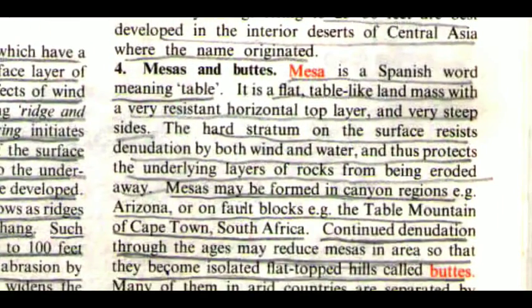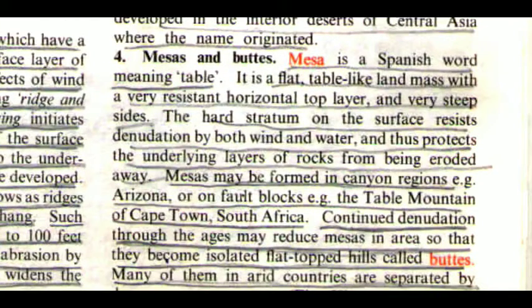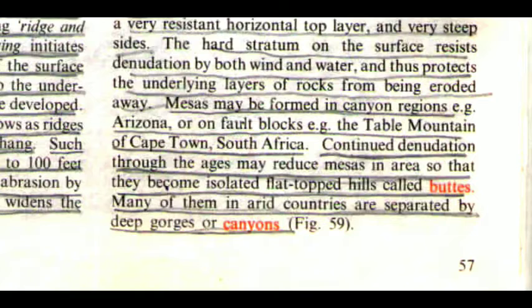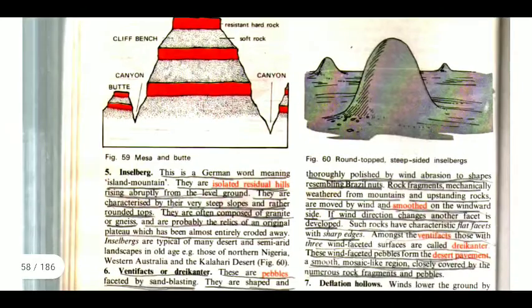The fourth one is mesas and buttes. Mesa is a Spanish word meaning table. It is a flat, table-like landmass with a very resistant horizontal top layer and very steep sides. The hard stratum on the surface resists denudation by both wind and water and thus protects the underlying layers of rocks from being eroded away. Mesas may be formed in canyon regions, for example Arizona, or on fault blocks, for example the Table Mountain of Cape Town, South Africa. Continued denudation through the edges may reduce mesas in areas so that they become isolated flat-topped hills called buttes. Many of them in arid countries are separated by deep gorges or canyons. You can see here the figure 59.